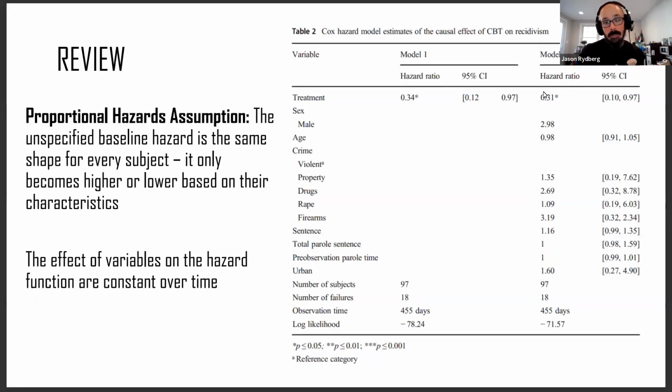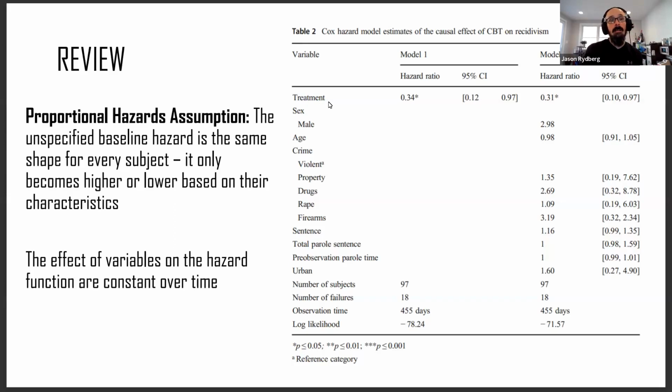An important assumption that is not described here in this table is the proportional hazards assumption, which assumes that this unspecified baseline hazard is the same shape for every subject, and that over the entire survival duration, this hazard ratio can describe the relative distance between the baseline hazards for individuals in the control group and individuals in the treatment group.